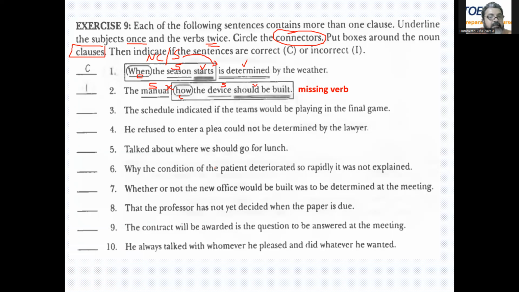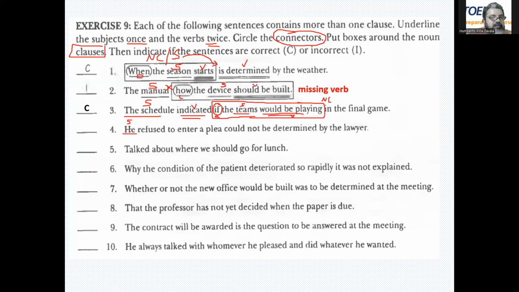All right, now that you're back, we've got "The schedule indicated if the teams will be playing in the final game." Okay, so we've got subject, verb, connector. The teams is the subject, will be playing is the verb, and the whole thing is a noun clause. All right, this is correct.